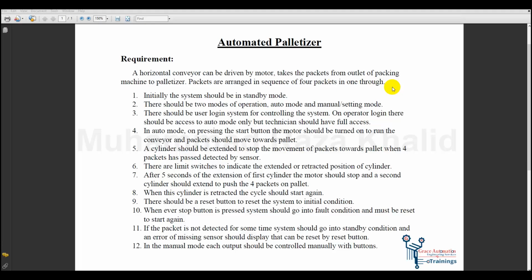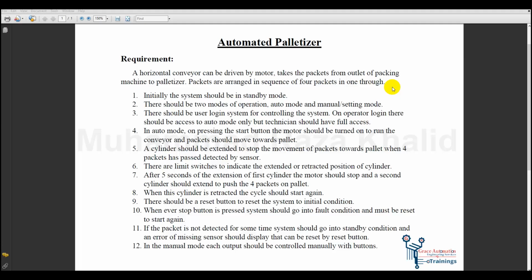So the requirement was that initially the system should be in standby mode, and there should be two modes of operation, auto and manual, and there should be a separate login system for both modes. Operator should access only auto mode, but when the technician is logged in, it should have full access. It should also have access to run the system in auto mode and also in the manual mode.